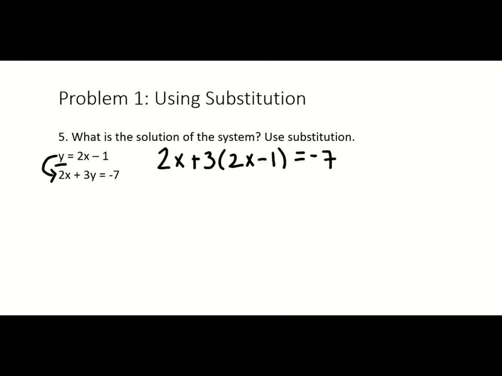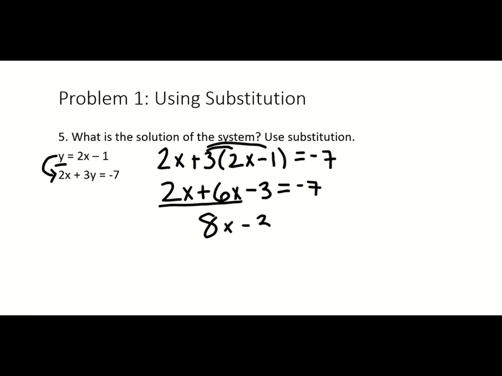I want to solve this equation and simplify. So I'm going to need to distribute the 3. We'll keep 2x. 3 times 2x is 6x. 3 times negative 1 is negative 3. And that equals negative 7. Combine our like terms. We have 8x minus 3 equal to negative 7. Add 3 to both sides.